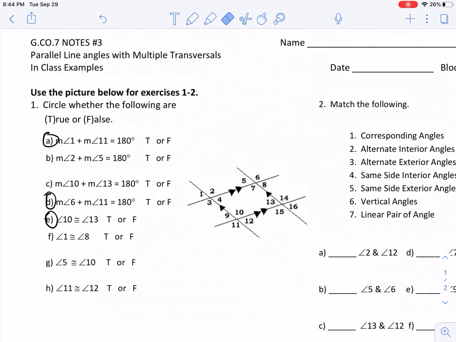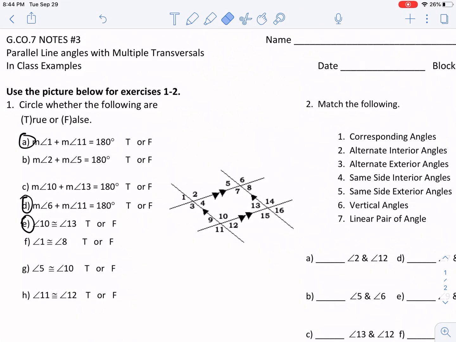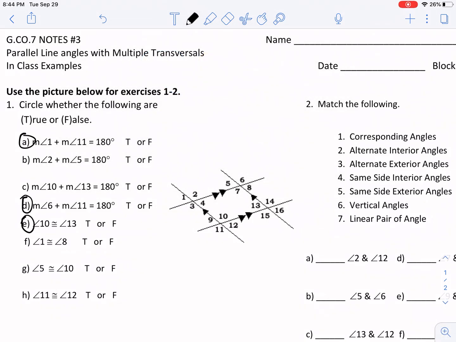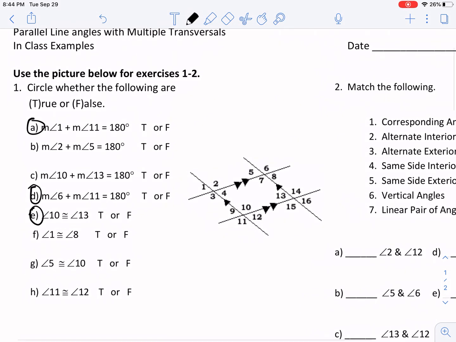Okay, so we're going to look at some examples here and then we'll go over the rest of these in class. So this comes from the second set of notes, and what I want to focus on right now is this example where it says circle whether the following is a true statement or a false statement. So let's do A, D, and E, and that's based on this image here.